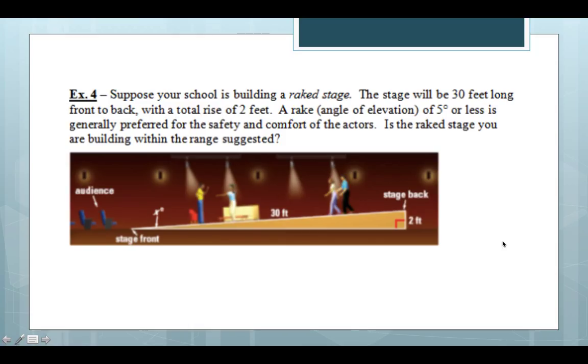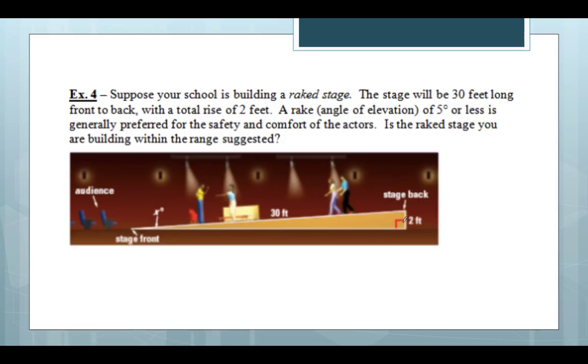All right, our last example says, suppose your school is building a raked stage. The stage will be 30 feet long. So here's our stage here that's 30 feet long from front to back with a total rise of 2 feet. So here our rise, or how far it is in the back off the ground, is 2 feet.